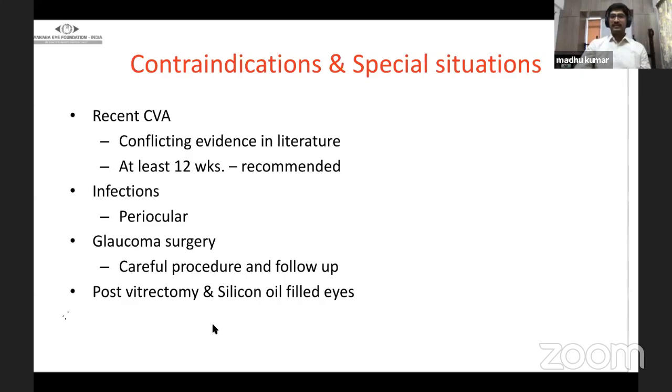In certain situations like post-vitrectomy or silicone oil filled eyes, we need to be cautious. There is evidence that in post-vitrectomy eyes, the drug washout is much faster and the duration of action of the drug may not be that high. In silicone oil filled eyes, it is recommended to give half the usual dosage which we give in the non-vitrectomized eyes.